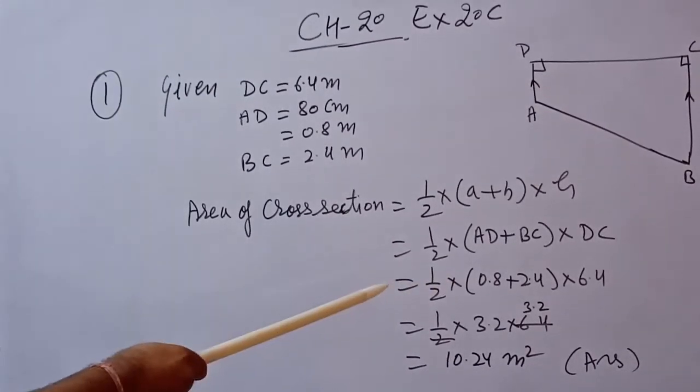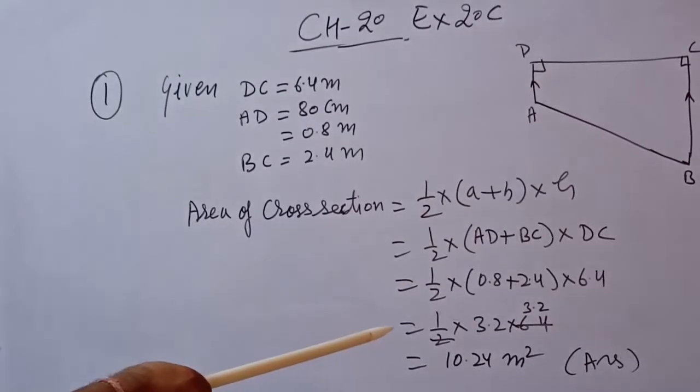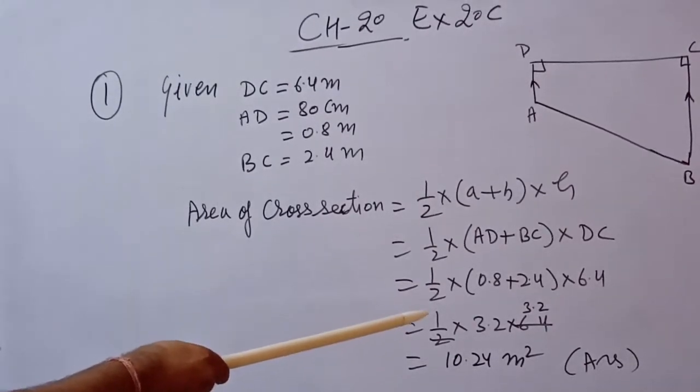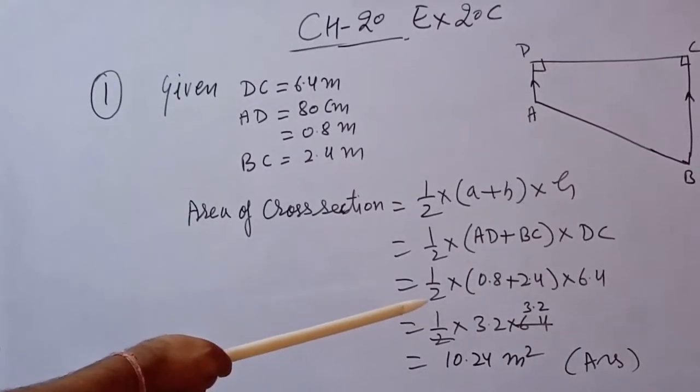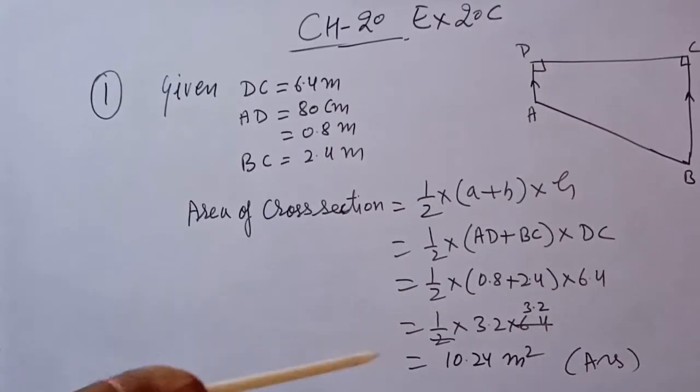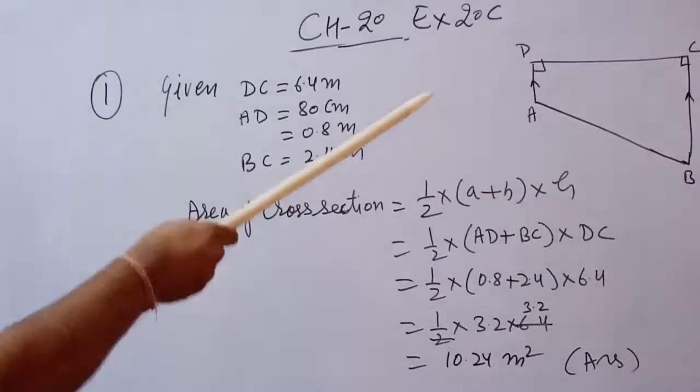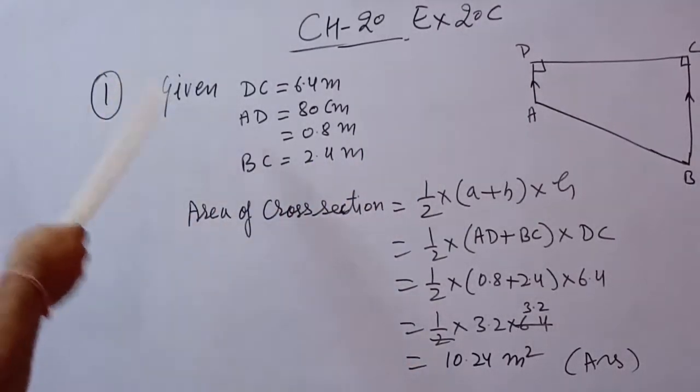Now 1 upon 2, 0.8 plus 2.4 gives 3.2, and multiplied by 6.4, so 6.4 divided by 2 gives 3.2. Now 3.2 multiplied by 3.2 is 10.24 meters square. So the area of the cross section of this figure is 10.24 meters square. In that manner, you will do sum number 1.